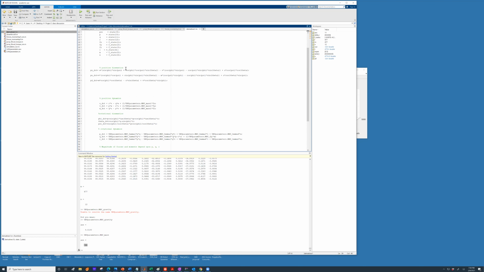The position kinematics equation is the same. Position dynamics equation is the same. Rotational kinematics equation is in terms of Euler angles, and that remains the same. But if you look at the rotational dynamics equation, that equation is rewritten in terms of UAV parameters dot MAV gamma 1, UAV parameters dot MAV gamma 2, UAV parameters dot MAV gamma 3, and so on.